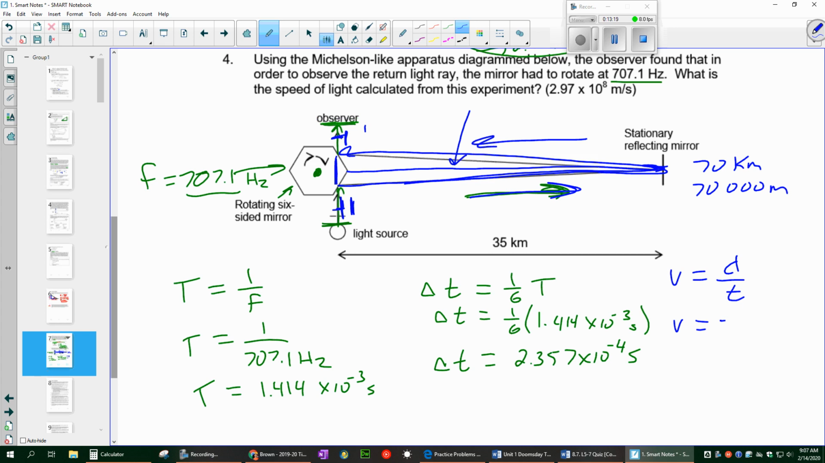So we'll just say 70,000 meters divided by the time we figured out, 2.357 times 10 to the negative 4 seconds. So we get a speed of 2.97 times 10 to the 8 meters per second. And that is close, right? That's actually getting really close, because it's like 2.99. So we're really in the right ballpark here.